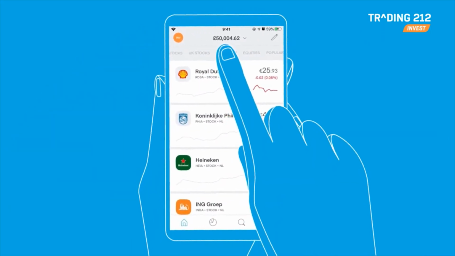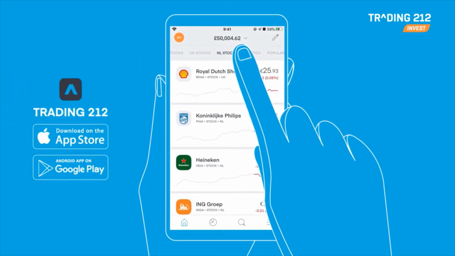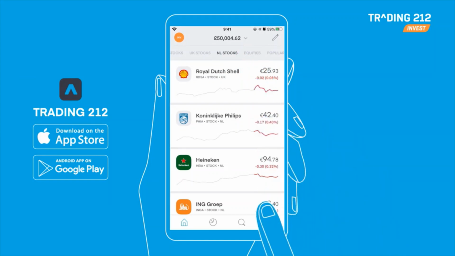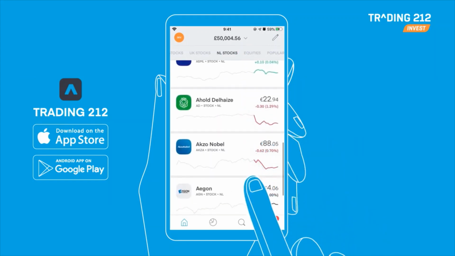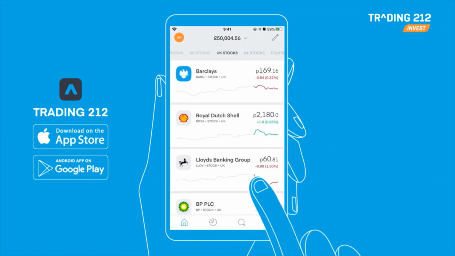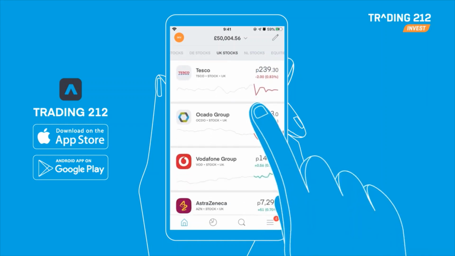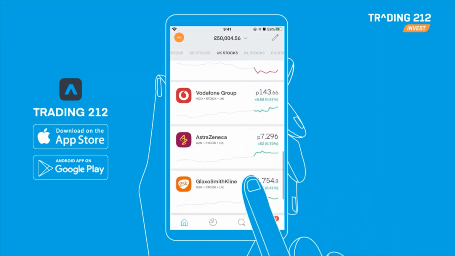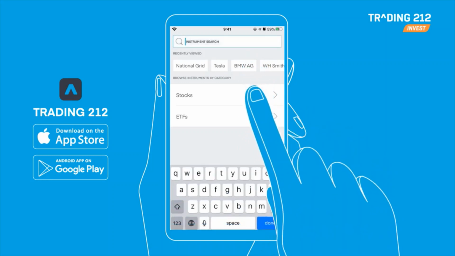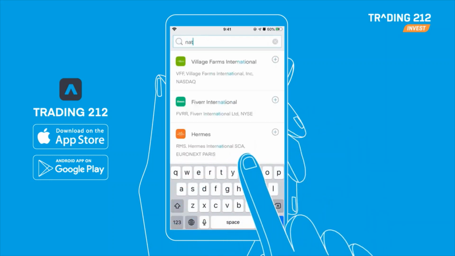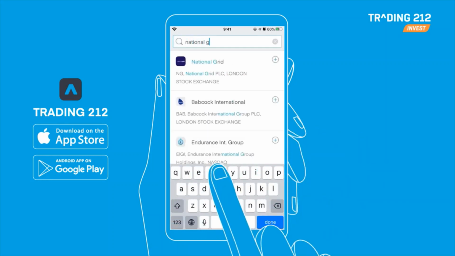In the app, at the very top, you'll see your available balance. This is your money available to invest. Directly below, you'll find lists of shares which you can customize. If you're looking for a specific stock, you can search for it. Let's find National Grid. Click on the magnifying glass, type in National Grid, and there it is.